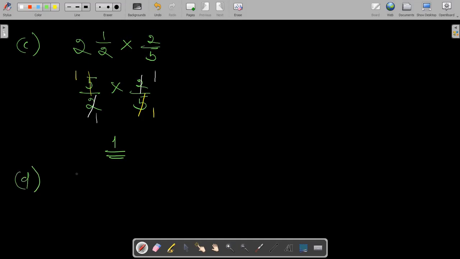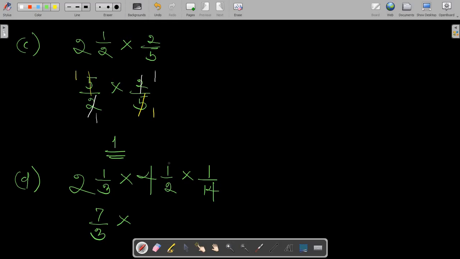So let's say we are given 2 whole number, 1 all over 3 to multiply by 4 whole number, 1 all over 2, then times 1 all over 14. So how do we tackle this? So let's convert all these mixed numbers to improper fractions. 3 times 2, we have it to be 6. 6 plus 1, we have it to be 7 over 3. Then 2 times 4, we have it to be 8. 8 plus 1, we have it to be 9 over 2. Then times 1 all over 14.